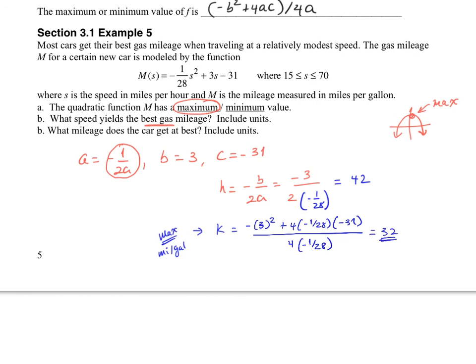So therefore, the maximum miles per gallon you can get is 32 miles per gallon when the speed is 42 miles per hour. So therefore, the best will be 32 miles per gallon when the speed is 42 miles per hour. And that's it.